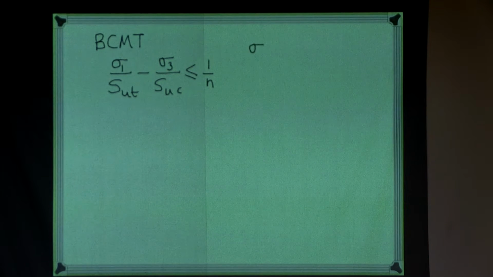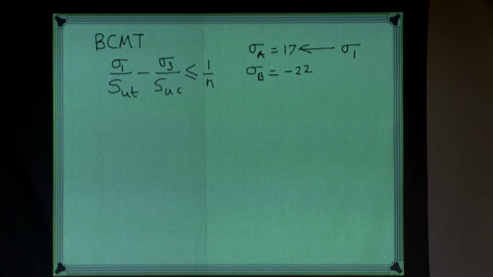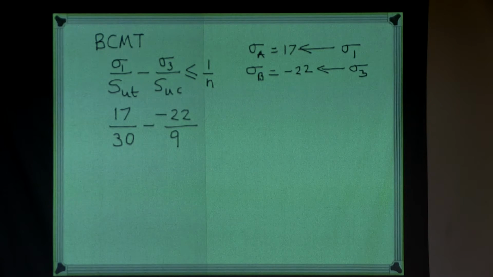So we had sigma a for this question. Sigma a was 17 ksi, sigma b was negative 22 ksi. For that reason, this is sigma 1, this is sigma 3, and sigma 2 is 0. So now it's 17 divided by 30 as S_ut, according to this question, this is some kind of cast metal, minus negative 22 divided by 90, less than or equal to 1 over n. So what does n have to be?